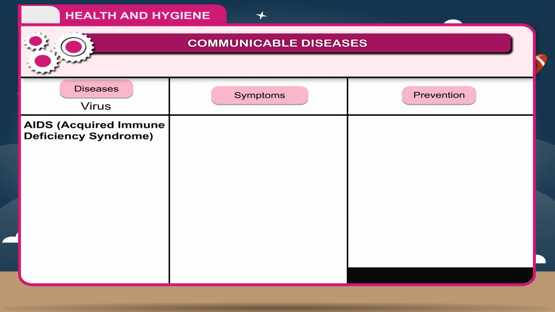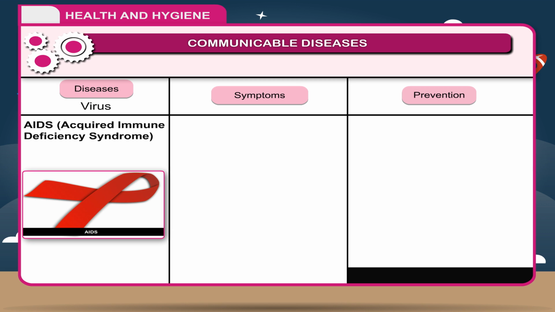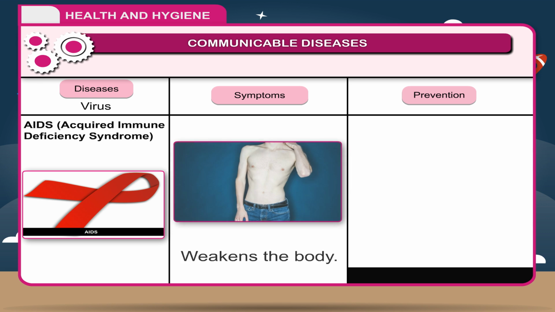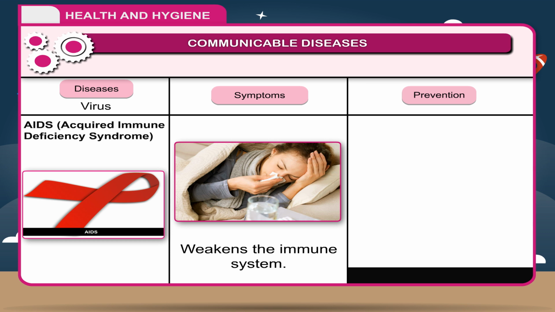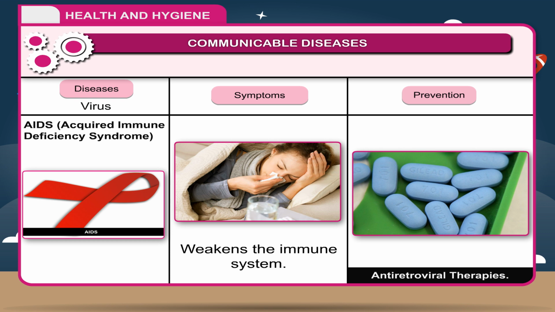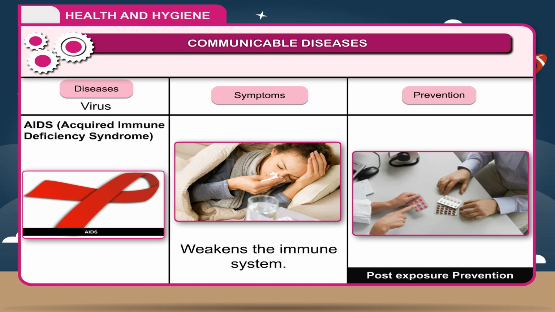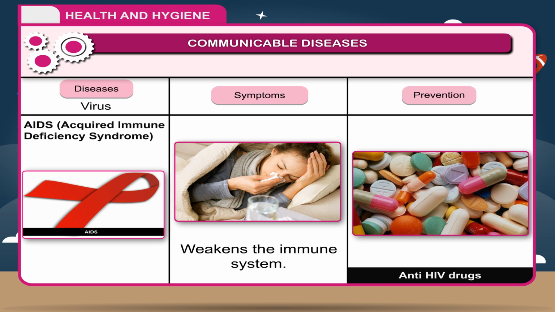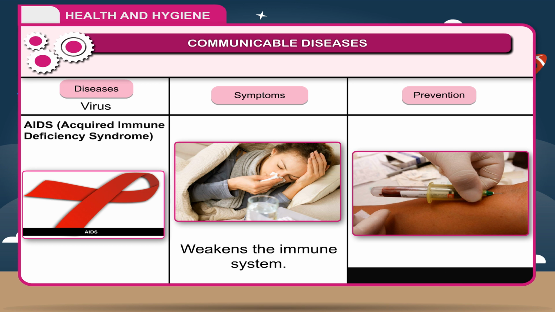AIDS, acquired immune deficiency syndrome. Caused by HIV, human immunodeficiency virus, spreads through sexual contact or infected syringes. Weakens the body, weakens the immune system. Antiretroviral therapies, post-exposure prevention, anti-HIV drugs, testing the blood for AIDS virus before transfusion.